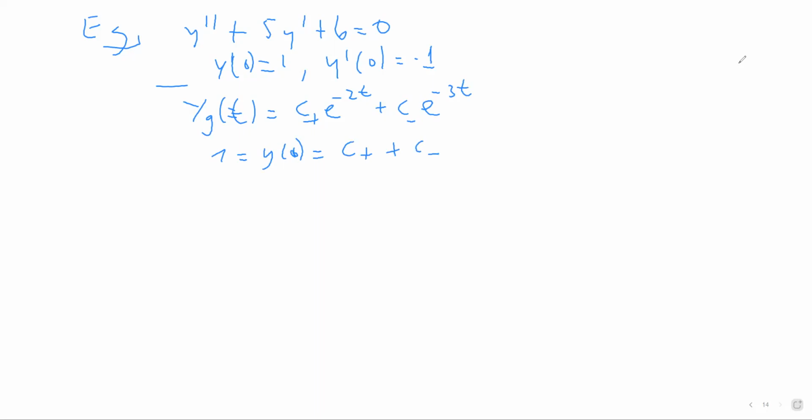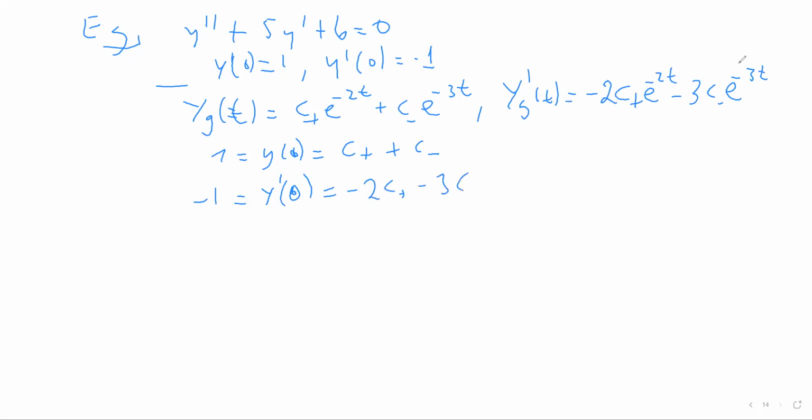Then y'(0) is equal to minus 1. And y' is nothing but the derivative of this, so you get minus 2 c plus e^(-2t) minus 3 c minus e^(-3t). If you put t equal to 0, you have minus 2 c plus minus 3 c minus. Then you can solve this simultaneous system and get c plus equal to 2 and c minus equal to minus 1.